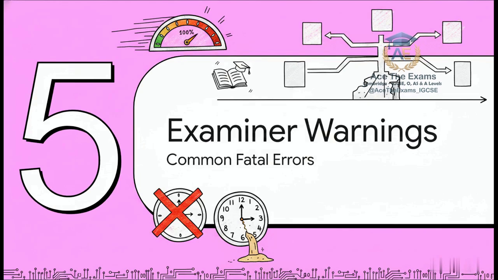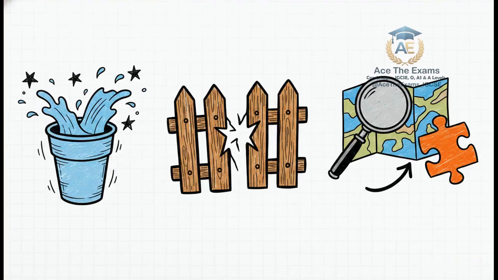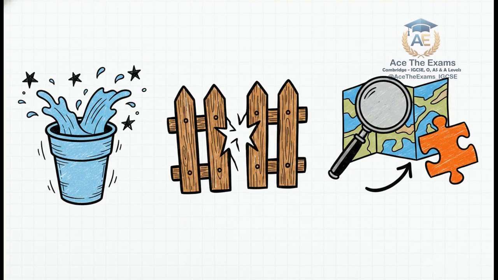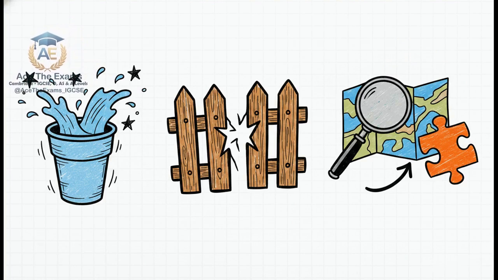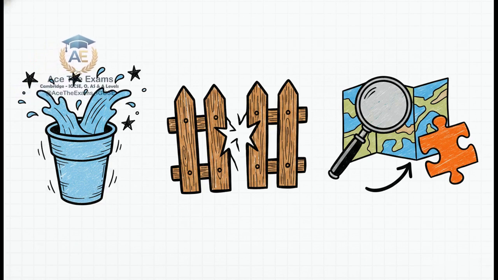Section 5. The examiner warnings. Let's rapid fire through the top 3 fatal errors documented in Cambridge Examiner reports. These are the traps that will instantly tank your run. Number 1, students constantly forget to check for overflow. Overflow happens when a calculation produces a result that requires more bits than your available register size, like adding 2 8-bit numbers, hitting 256, and boom, the system rolls over and you've lost data. You have to check for that.